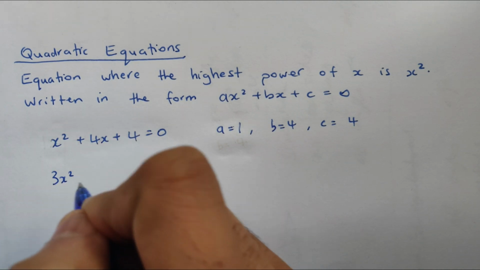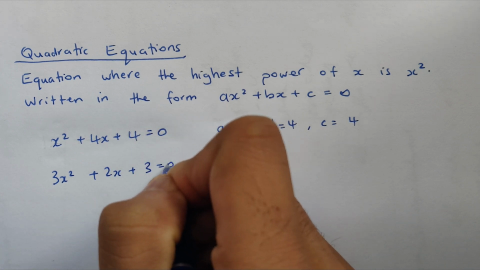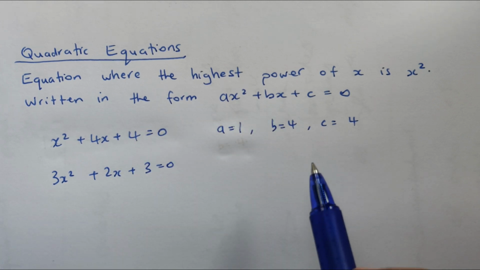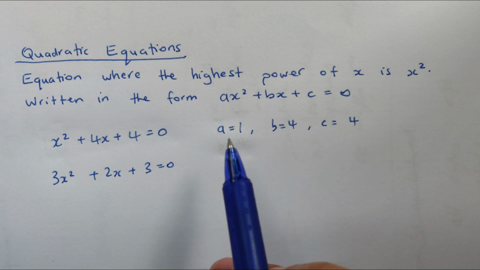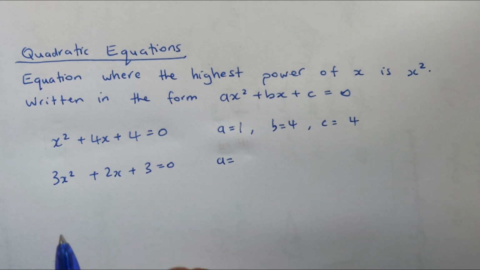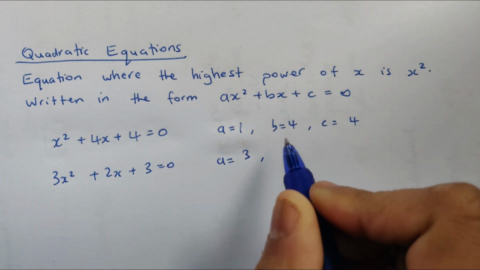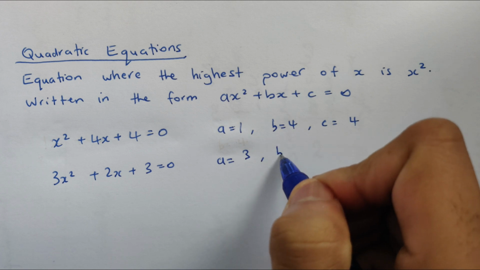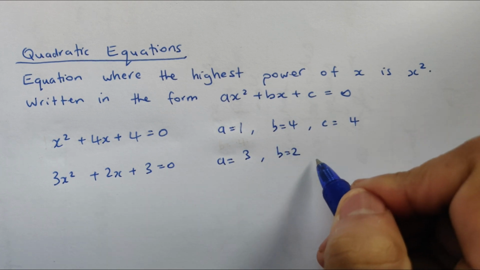Now let's look at another example. 3x squared plus 2x plus 3 equals 0. Again, we know this is a quadratic equation because the highest power of x is x squared. So let's identify a, b, and c. a equals the coefficient in front of the x squared, which is 3. b equals the coefficient in front of the x, which is 2. And c equals this constant over here, which is 3.